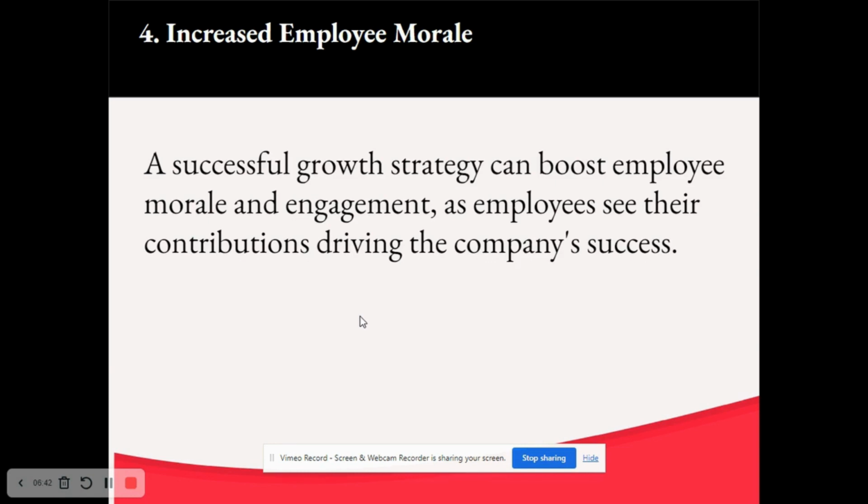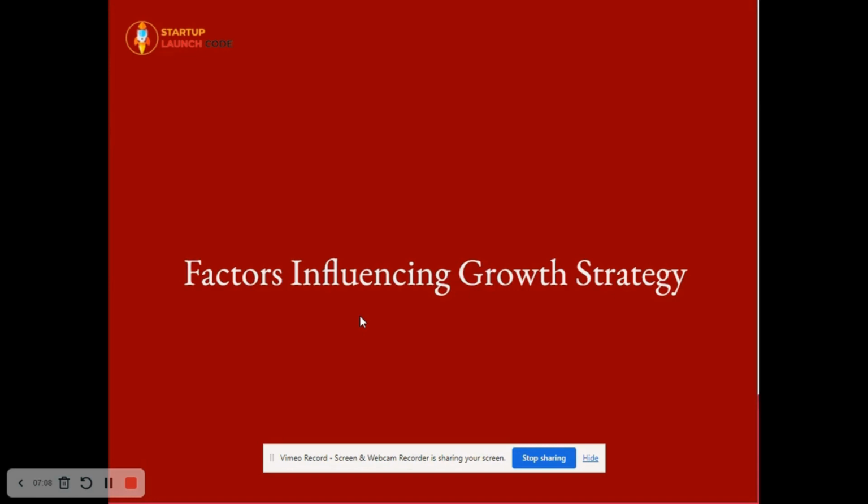There's this sense of fulfillment that comes with knowing that their effort is not being wasted, their effort is being recognized, their effort is key in helping the company to achieve success. So it helps boost the employees' morale, because they know their effort, their sweat, and their actions are helping to move the company forward. So these are some of the benefits of having an effective growth strategy.